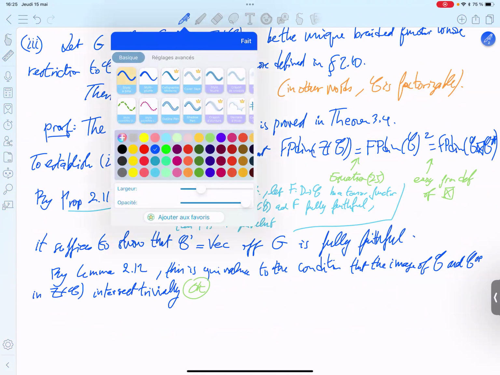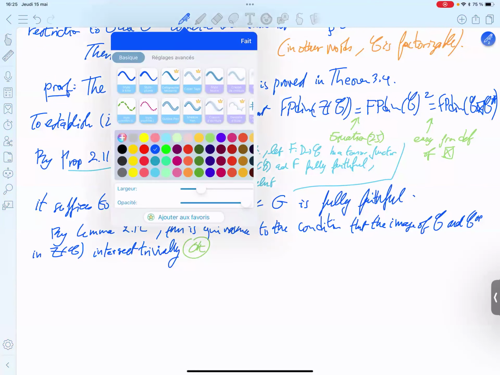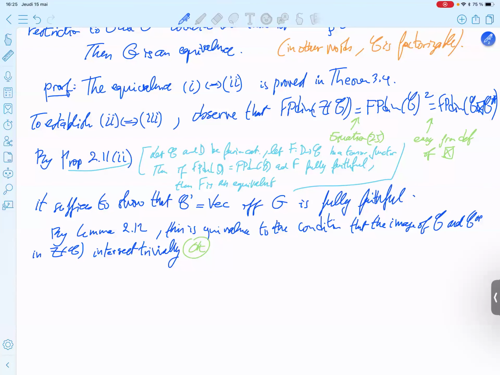Now, what is the meaning of this intersection? And in fact, we will explain in a few details why this intersection is exactly the centralizer of C. So I will write it is a centralizer of C, and I will explain after that why. And this intersection is precisely the centralizer of C. So why?